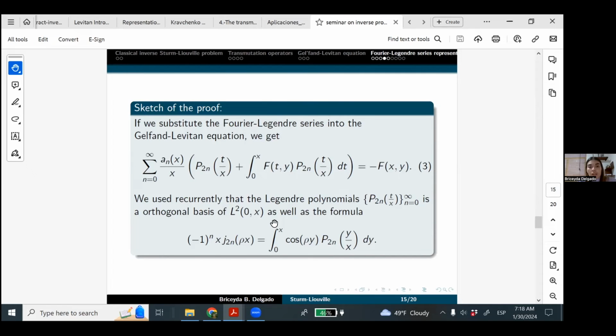In particular, we have the following formula. We can use the following formula, which represents the spherical Bessel function as an inner product in L2 of the cosine function multiplied by the Legendre polynomial.